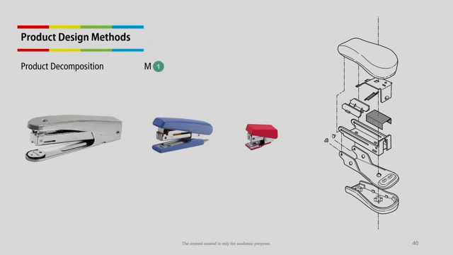Next method is product decomposition. In this method we will see similar kinds of existing products available in the market. We will open the entire product, we will basically decompose it. We will see how to open each part, whether it is possible to open or not, what are the components used inside, what are the manufacturing processes of those components, and this information will guide us for a new product.